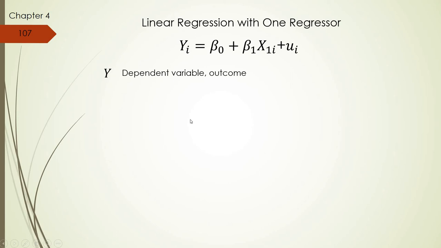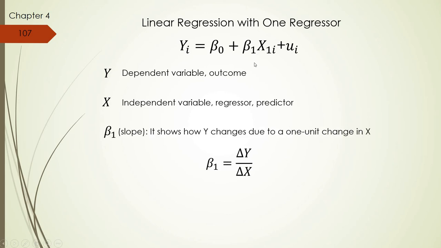So y is the dependent variable, or the outcome. For example, this is our profit, and x will be the investment. X is the independent variable, or as we also call it, regressor or predictor. Beta 1 is the coefficient called slope, and it shows how y changes due to a 1 unit change in x. So when we change x by 1 unit, what is the average change of our dependent variable y?